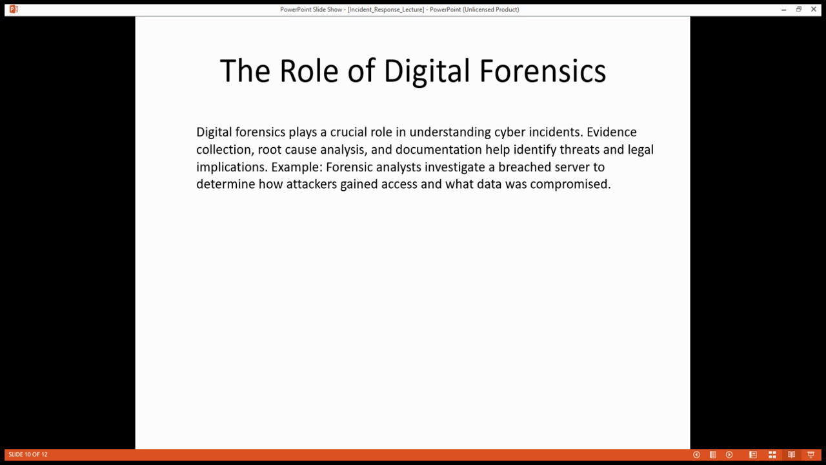The role of digital forensics. Digital forensics plays a crucial role in understanding cyber incidents. Evidence collection, root cause analysis, and documentation help identify threats and legal implications. Example: forensic analysts investigate a breached server to determine how attackers gained access and what data was compromised.